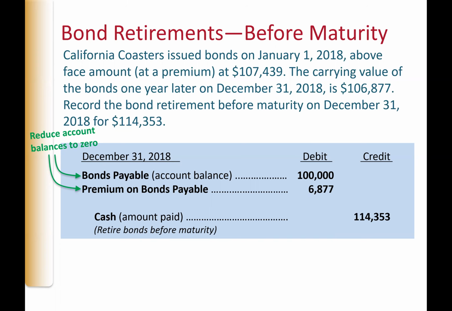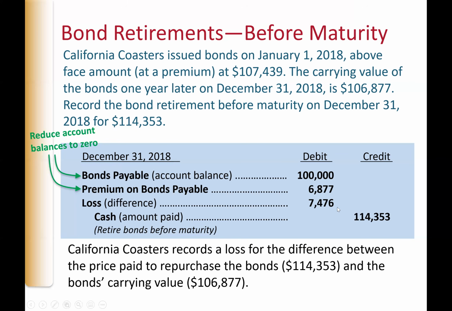We need to show exactly where the bonds are at. If they say $106,877, we need to debit the bonds payable of the face amount. We need to debit the remaining balance of the premium on bonds payable, which would be the difference between the face amount and what the carrying value is, the $6,877. We know the cash we had to pay out. So in this case, we have a loss of $7,476 on retiring these bonds.